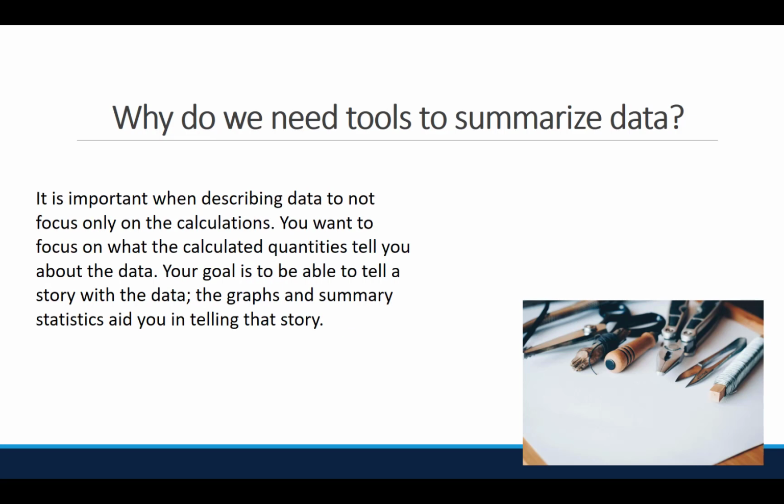It is important when describing data to not focus only on the calculations. You want to focus on what the calculated quantities tell you about the data. Your goal is to be able to tell a story with the data. The graphs and summary statistics aid you in telling that story.